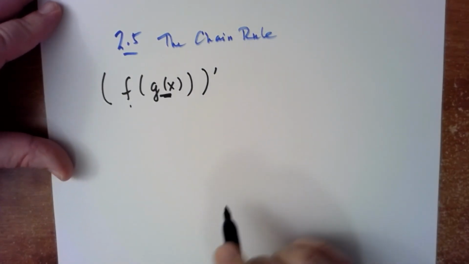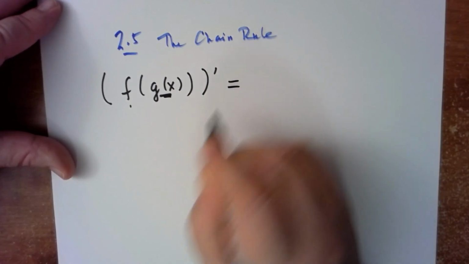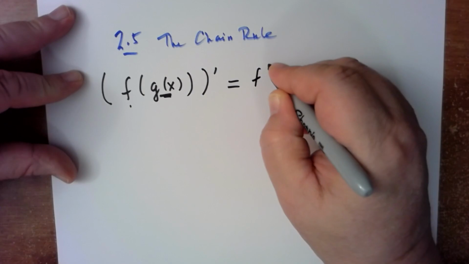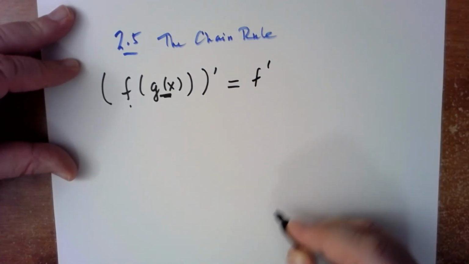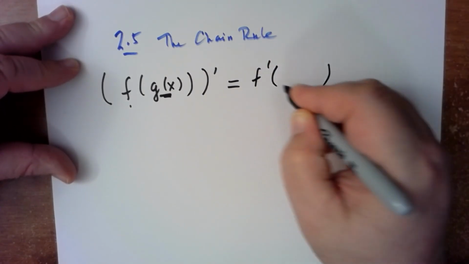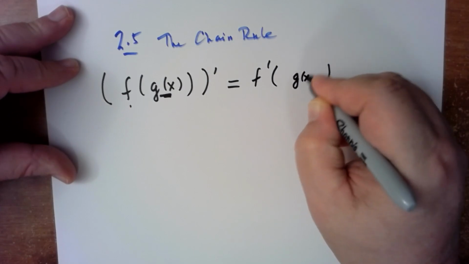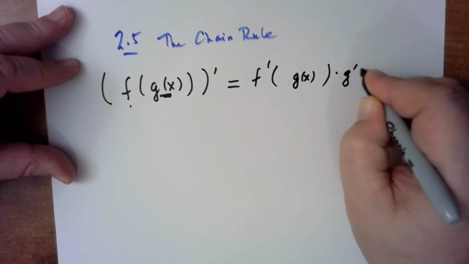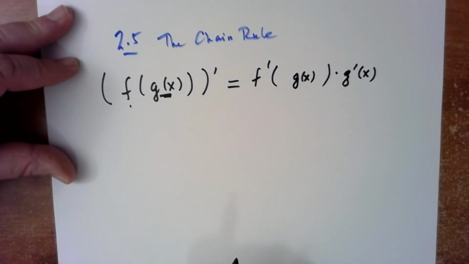We're going to talk about that more later, but just to give you the rule itself, the way the rule works is you take the derivative of the outside function, but you evaluate it at the inside function using your inside function, and then you multiply that times the derivative of the inside function.